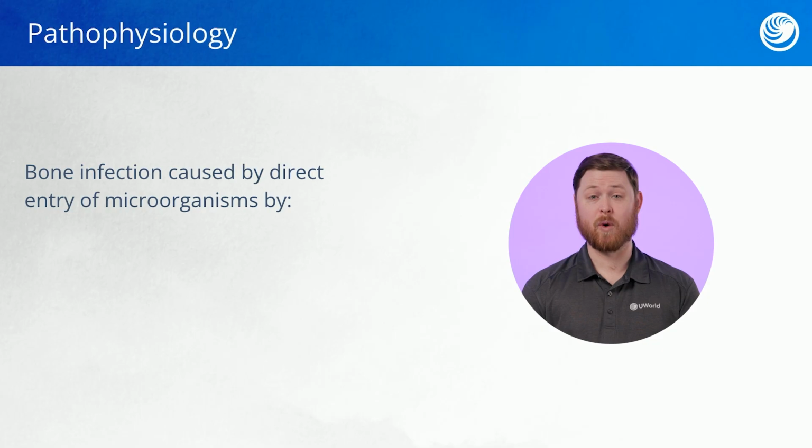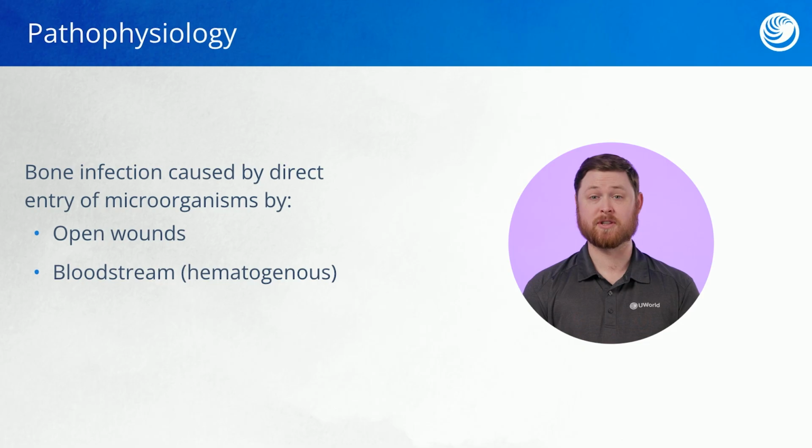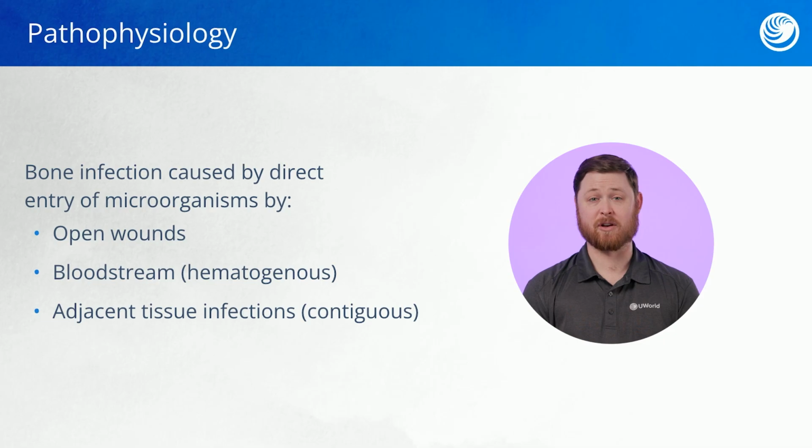There are three different ways that this can happen. The first way is through an open wound or open fracture, which causes direct entry of the bacteria into the bone tissue. Second, the bacteria can enter into the bone from the bloodstream, which is a hematogenous source. And finally, adjacent tissue infection, such as from a diabetic ulcer or pressure injury, can also lead to osteomyelitis.